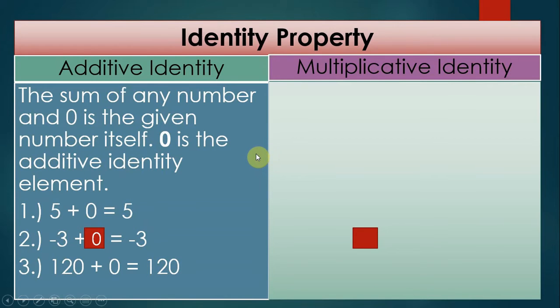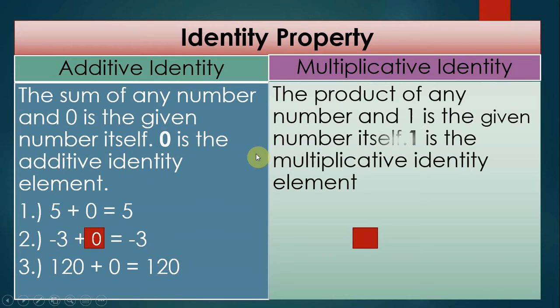Now let's go to multiplicative identity. The meaning of multiplicative identity is that the product of any number and 1 is the given number itself. 1 is the multiplicative identity element. So if in additive identity 0 is the additive identity element, in multiplicative identity it is 1. Any number multiplied by 1 equals the number itself.